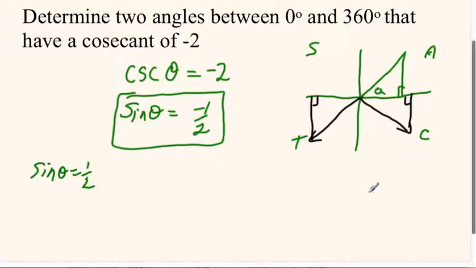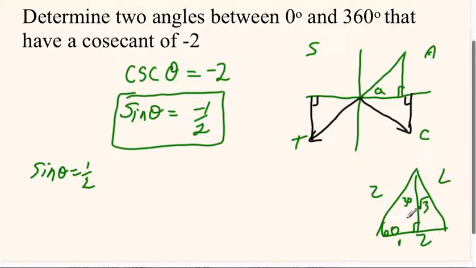Oh, half is one of our special numbers. So if I think about that, that comes from our special triangle: this is 2, this is 60, this is a 1, this is 30, and this is root 3. So sine of what angle is a half? Sine is opposite over hypotenuse, so sine of 30 is a half. So the related acute angle must be 30 degrees. If it was in the third quadrant, that's 30 degrees, which means it's been flipped around, it's here and here.